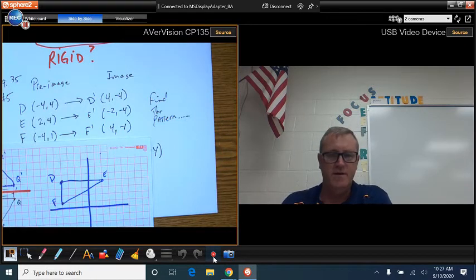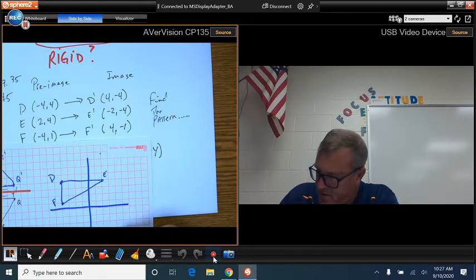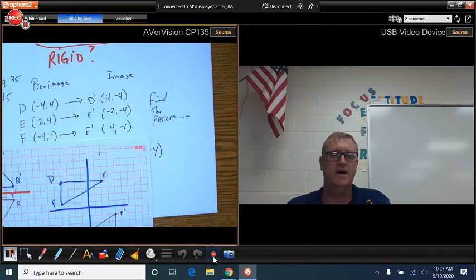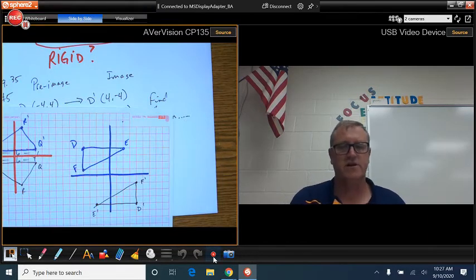Okay, D prime is 4, -4. Let's see, 1, 2, 3, 4, D prime. E prime is -2, -4. Okay, E prime. And F prime is 4, -1. Okay, F prime. What in the world? Now Henshaw tried to somehow say that this is a reflection across.